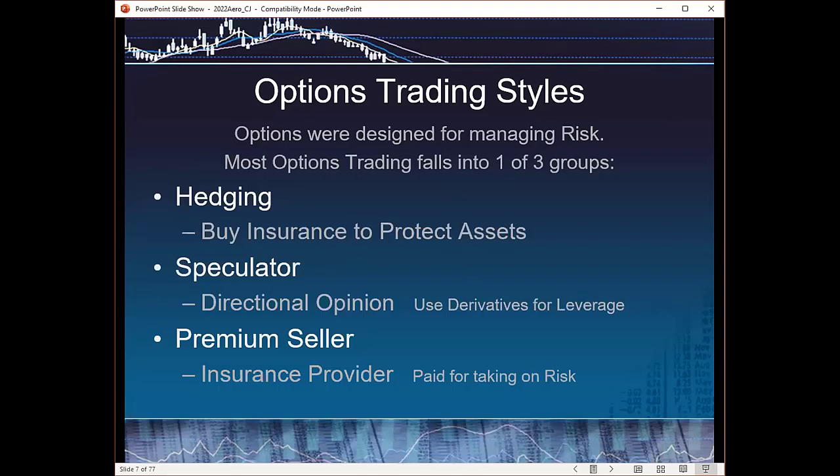So when I look at options trading, it really kind of breaks down to three main styles. Either you're using options as a hedging tool, meaning maybe you're a fund manager or you're holding a portfolio of assets, so you're buying insurance to protect those from loss. A second strategy I'll call a speculator, meaning you're taking a directional opinion about the markets, even if the direction is horizontal, and you're betting on that, and you're using options as a leverage tool. You could do that with futures as well.